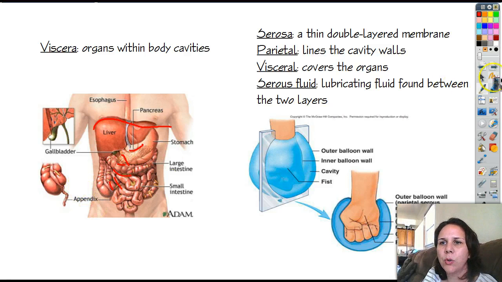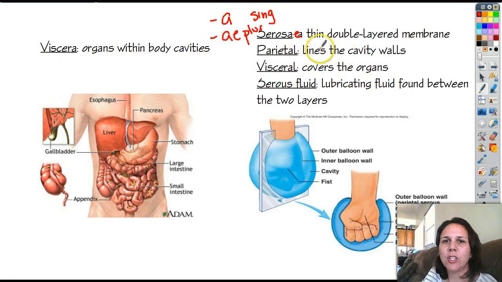And so your body has created these things called serosa. Serosa, if it ends in an A, that means it's singular. If it ends in AE, it's plural. So if you ever see the word serosae, that just means serosas, plural. That's all. Latin. You'll get used to it.